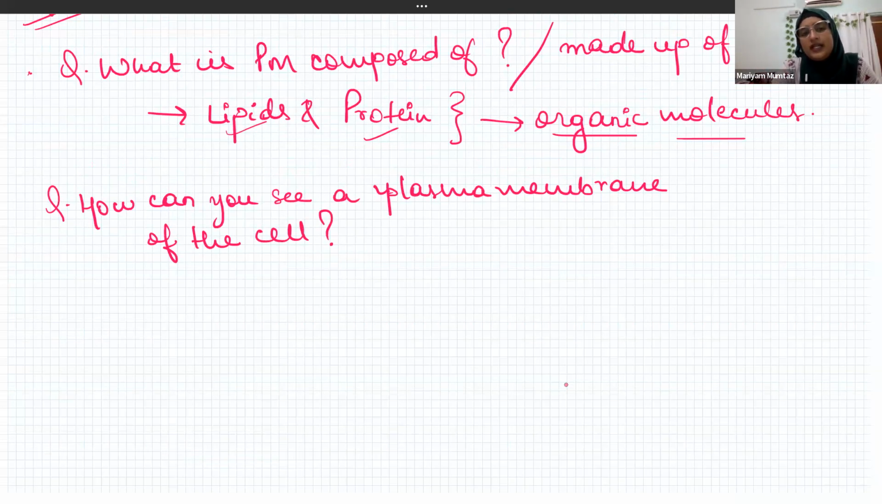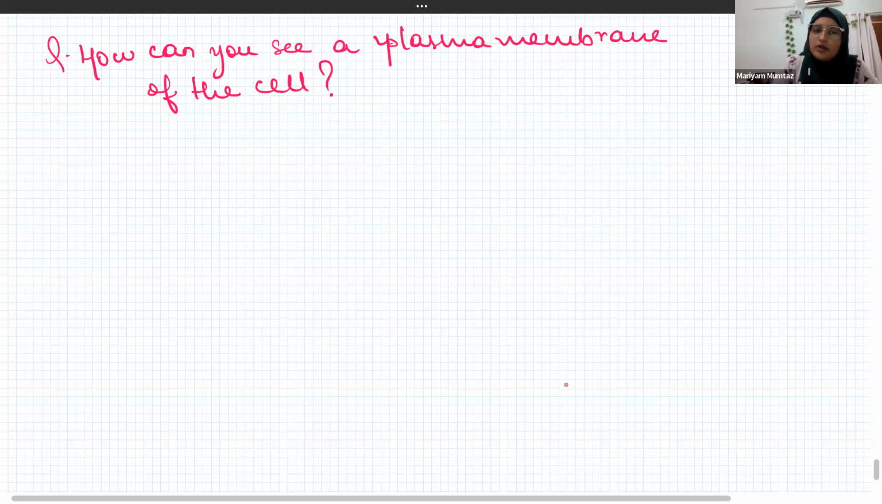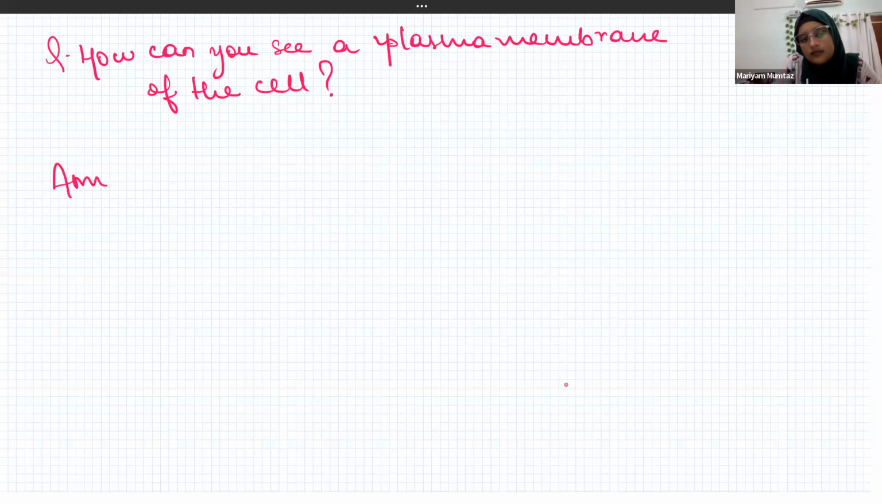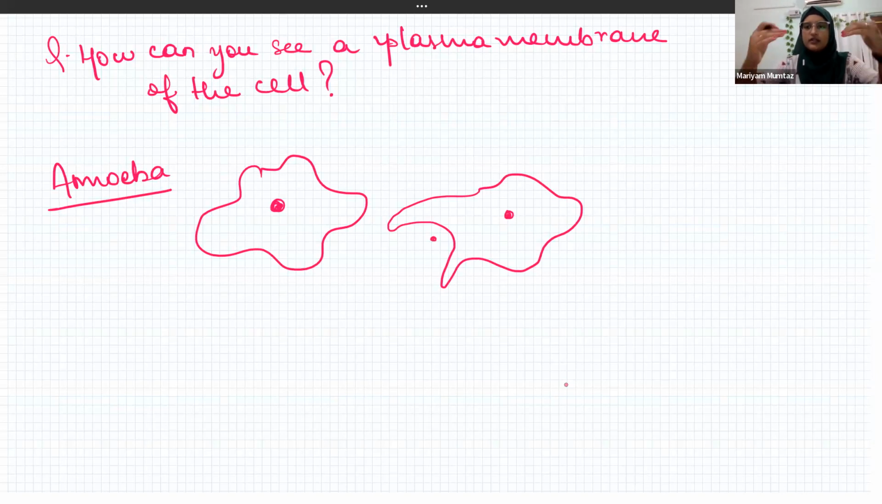Now, I told you that the plasma membrane is flexible. Because of that fact, there are some organisms. Do you know the amoeba? This organism is a protozoan. It has a very weird structure. What it does is engulf food. As soon as it sees food, it draws its pseudopodia around it. Pseudopodia are false feet. So it draws them around the food and engulfs it inside its body. That process is known as endocytosis.